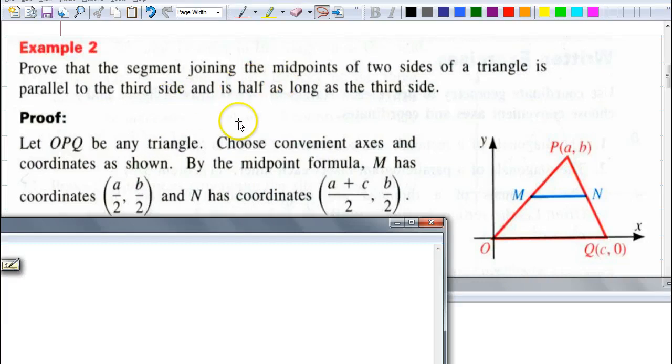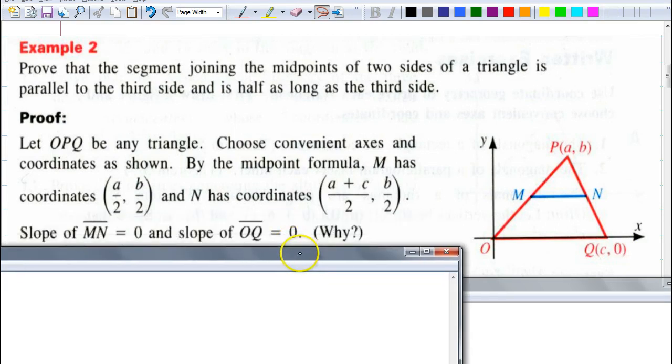So then, let's look at what we have to prove. We have to show that MN and OQ are parallel. This case is really easy. What's the slope of MN, class? 0. It's a horizontal line, right? You could actually plug into the slope formula. It's 0 because the y coordinates are equal. What about OQ? Again, you're going to get 0 over something, so it's going to be 0. So they both have a slope of 0, so they're parallel. They're both horizontal lines.